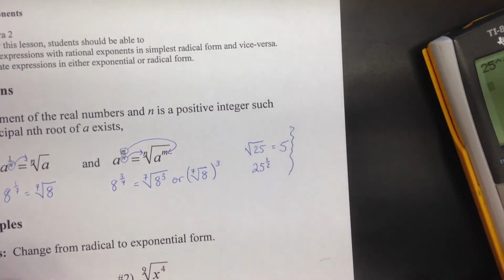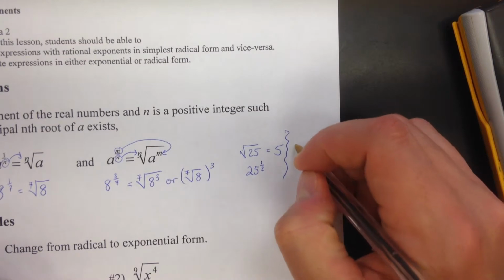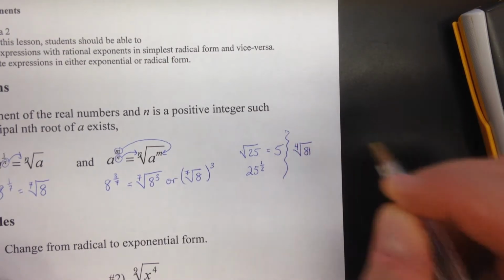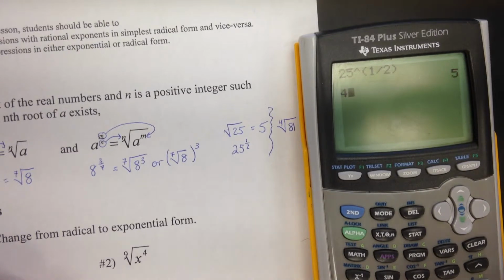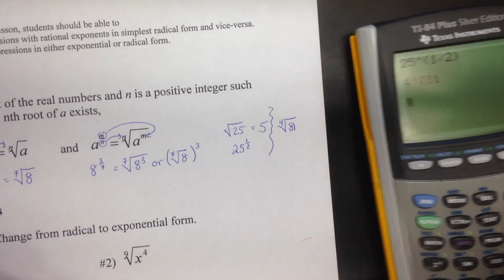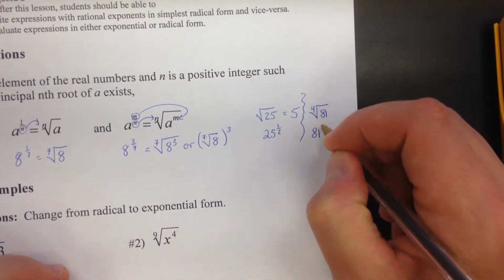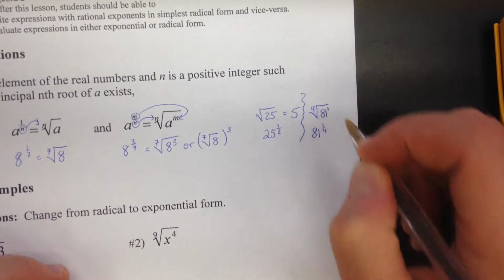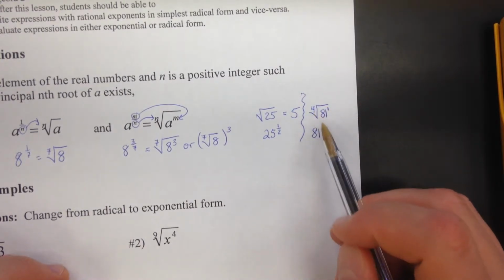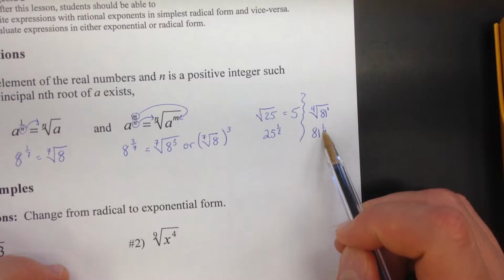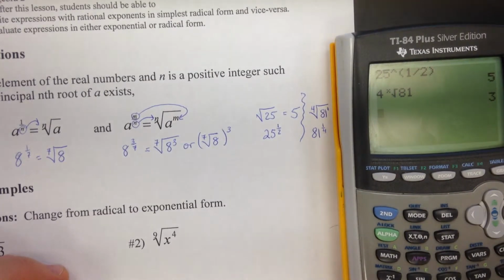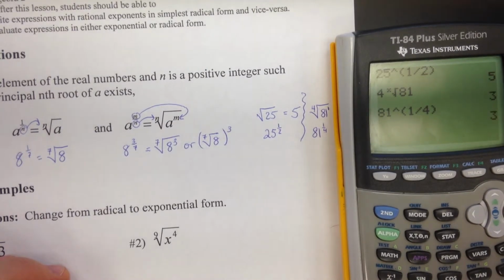Let's say we take a different one. Let's say we take the 4th root of 81. Now the 4th root of 81 should give us 3, and it does. But we could change that from radical form to exponential form. That's the same thing as 81 raised to the 1/4. This is 81 to the 1st. That's the numerator. The index becomes the denominator of my rational exponent. So 81 raised to the 1/4 power equals 3.